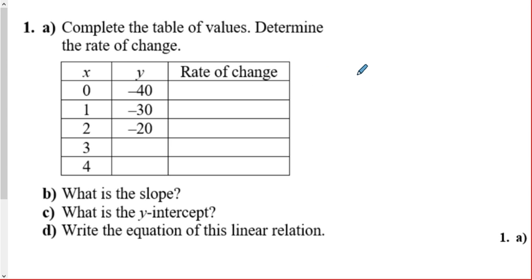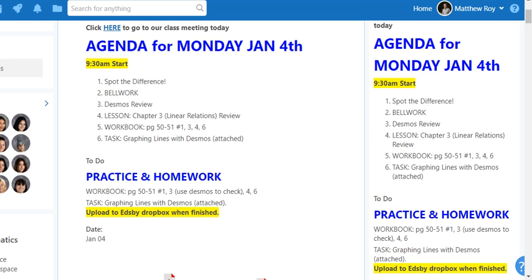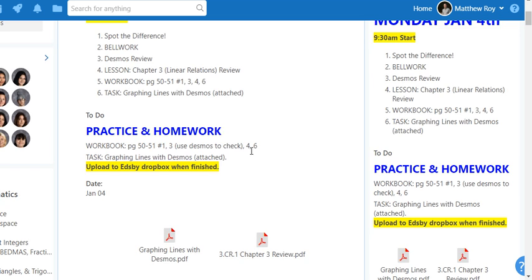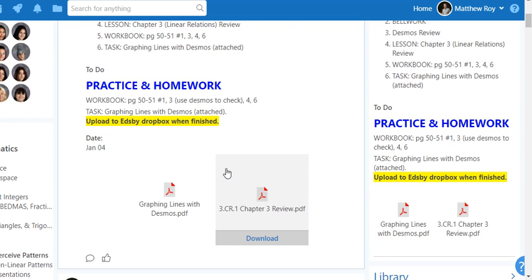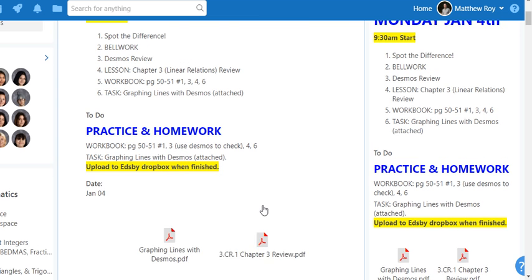Okay, next, let's move on to something that is going to review what we kind of started with in this unit. This says complete the table of values and determine the rate of change. Oh, I also wanted to tell you there's a document attached to EDSB for today. It's right at the bottom. There's actually two things attached to our EDSB agenda for today. And one of them is actually this document that I pulled this from.